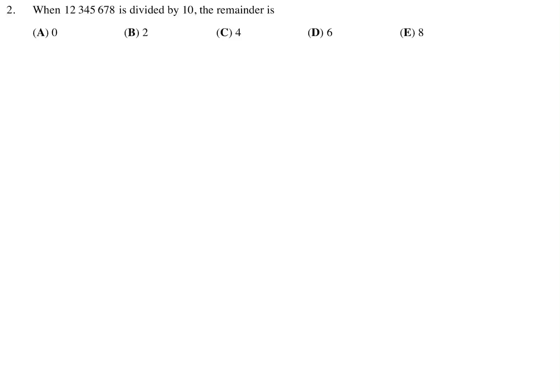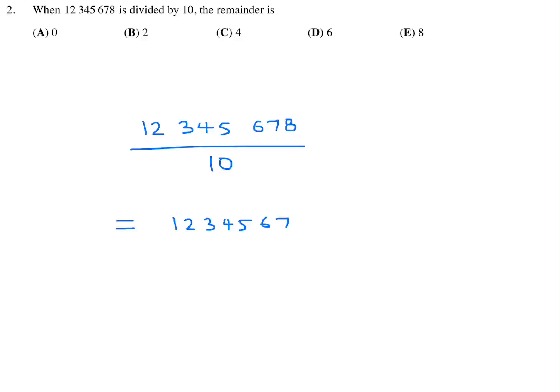When 12,345,678 is divided by 10, the remainder is. So if you divide this number by 10, you will essentially just chop off one digit, right? So it becomes 1, 2, 3, 4, 5, 6, 7, like that. But you'll have a remainder of 8.